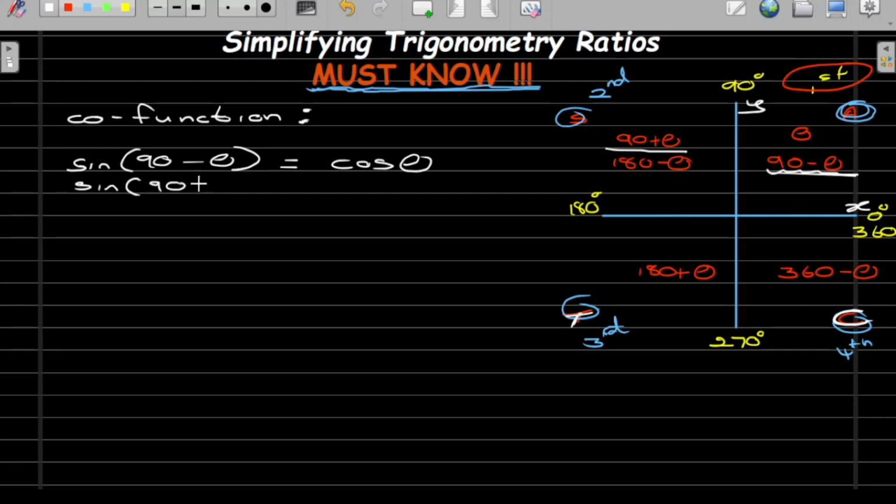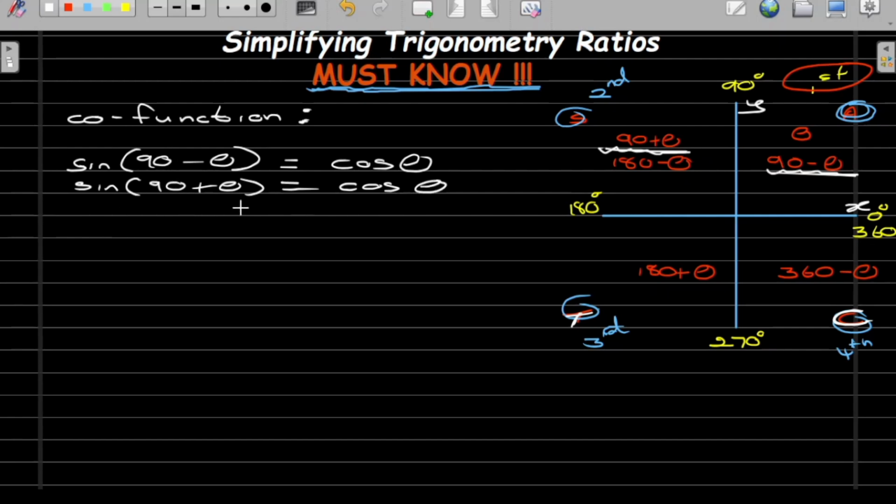90 plus theta, right? Now notice that you have sine 90 plus theta, which is in the second quadrant. You can see it's in the second quadrant. Now what happens in the second quadrant is that only sine is positive, right? You see that only sine is positive. So sine is positive in this quadrant, so you're also going to change it and make it cos theta, like that.